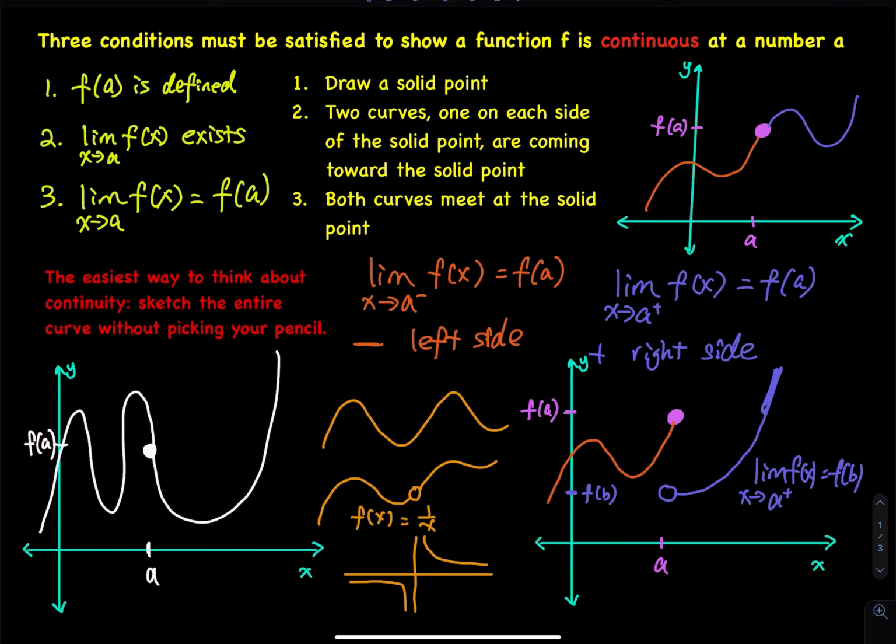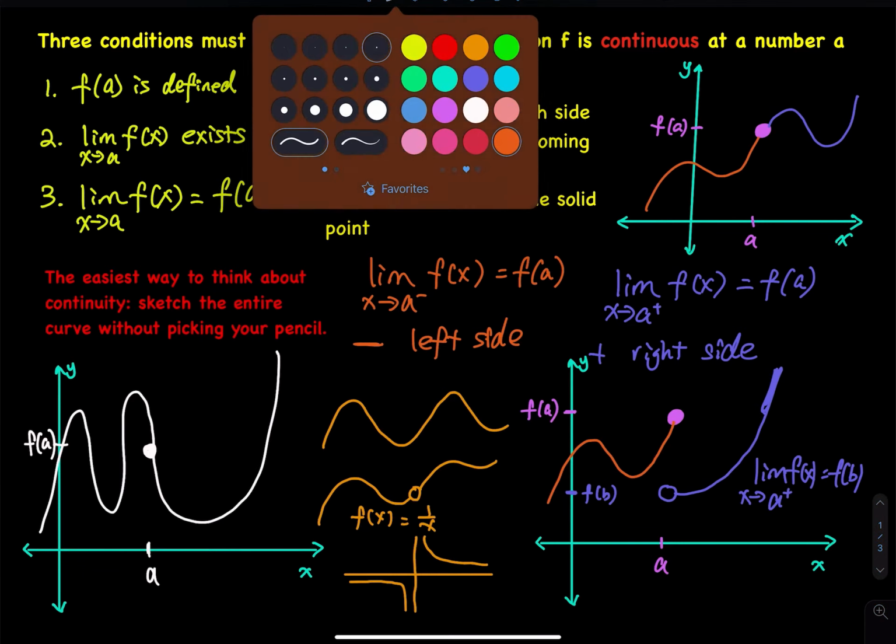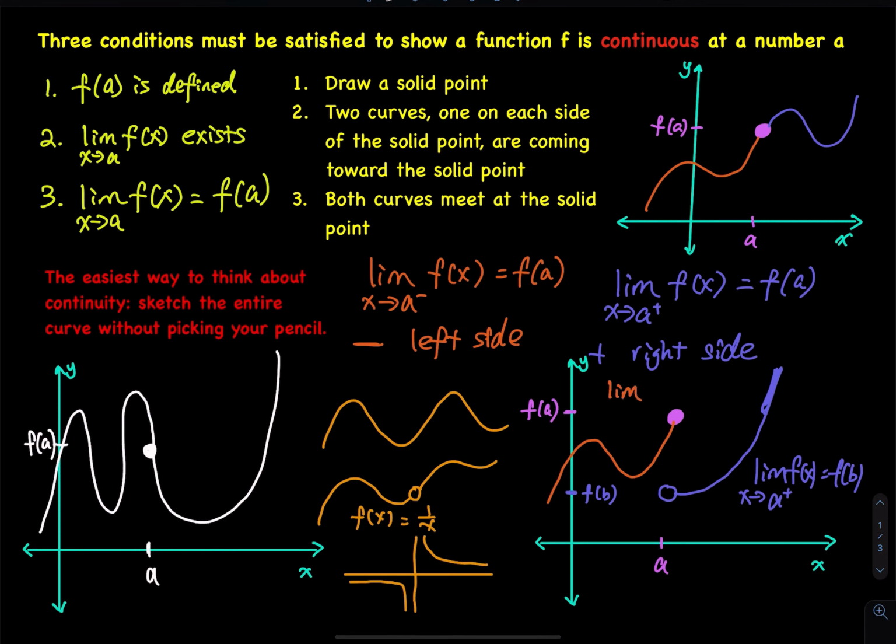So let's write the left side limit as well. I will follow the color code. The limit as x approaches a from the left of f of x is equal to f of a. But the other one is f of b. f of b and f of a are two different y values. That tells me the curve is broken into two pieces at x equals a. Therefore, the curve is not continuous at x equals a.